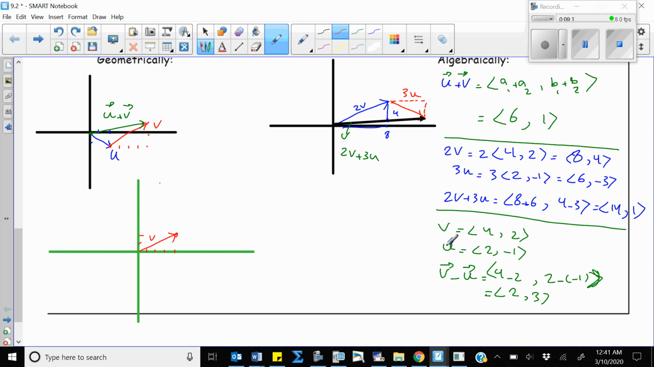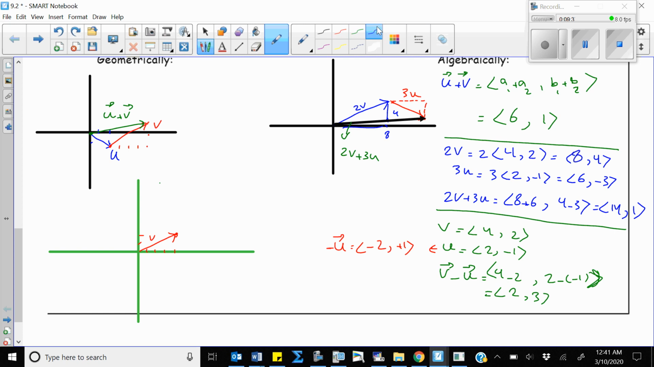Now I want to find v minus u. So first of all, we need to find negative u. If you remember, we said we need to find the opposite of the vector first. It will be negative 2 and positive 1. Just multiply a negative by these components.